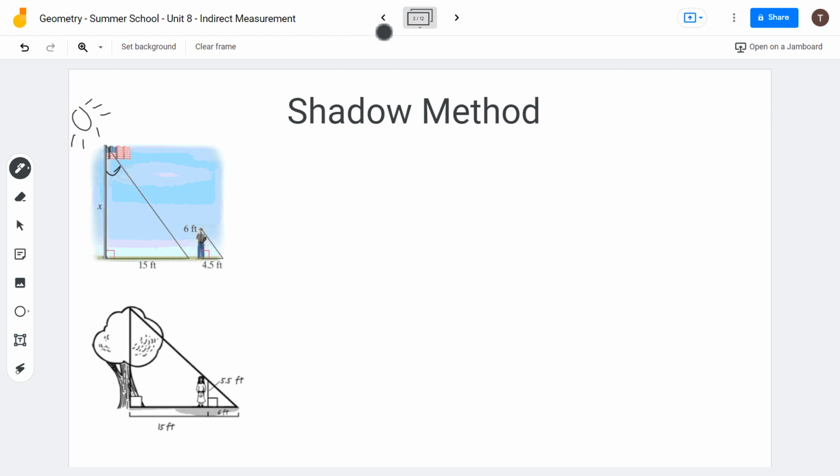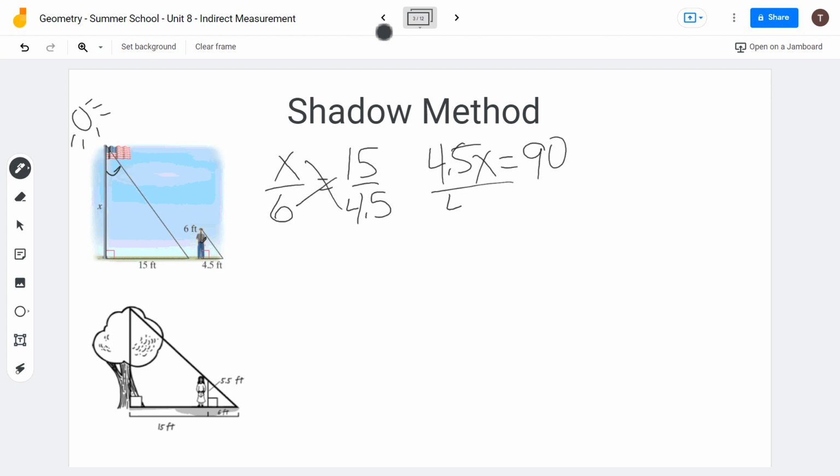So for the shadow method, all we do is we want to know the height of the flagpole. We know the height that we are. We know the shadow of the flagpole. So the flagpole's on top on both sides. Okay, and we know our shadow. So just like we did before, we can cross multiply. We can divide. And we can get our answer, which I believe is 20.